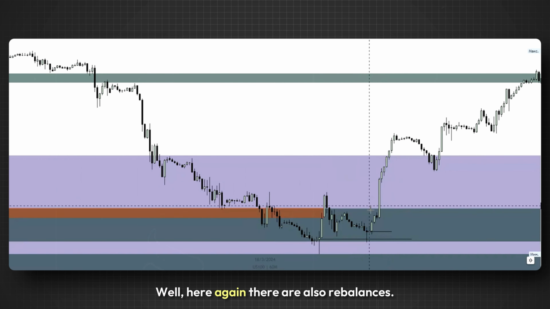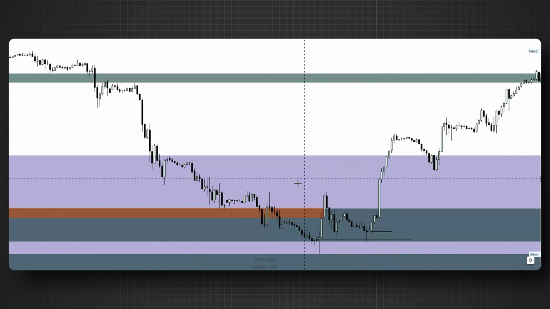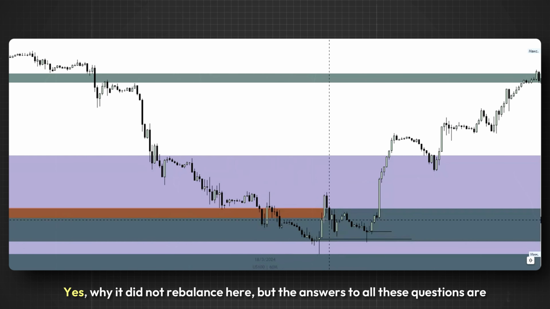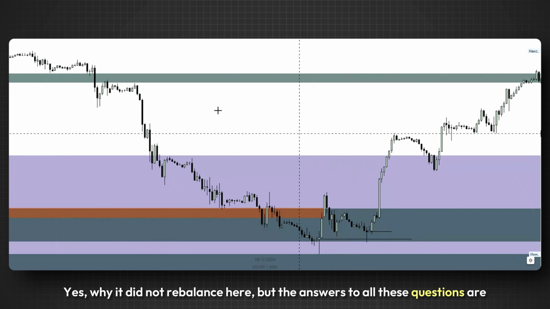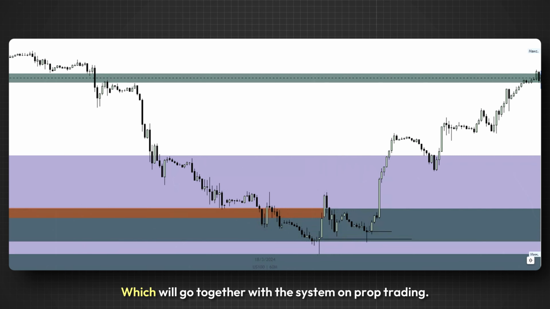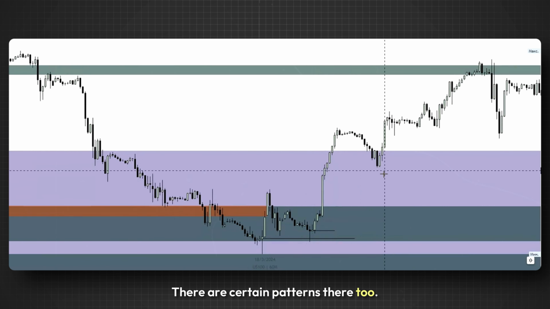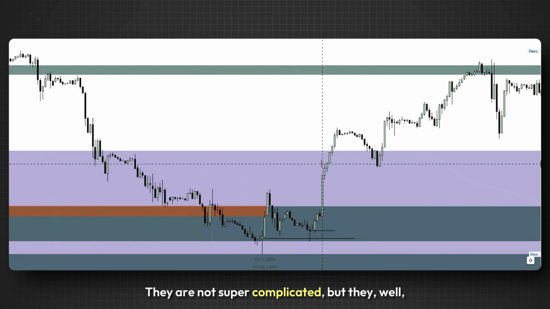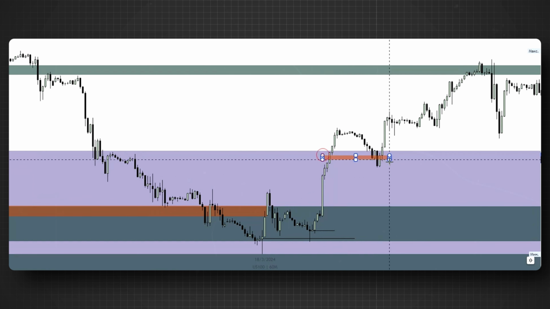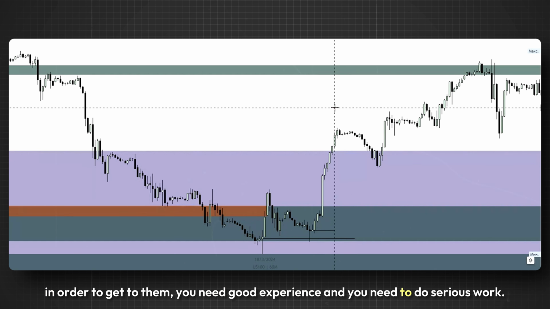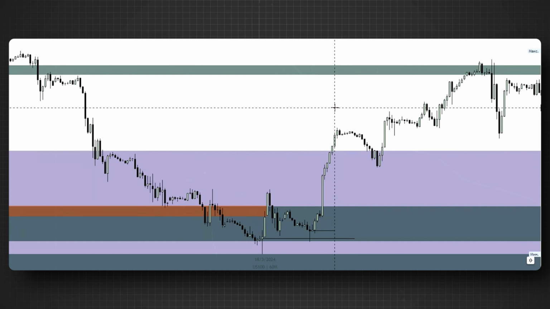Here again, there are also rebalances. Again, the question is why the price came to this gap, and why it did not rebalance here. But the answers to all these questions are in my course, which will go together with the system on prop trading. There are certain patterns there too. They are not super complicated, but in order to get to them, you need good experience and you need to do serious work. And that's all.